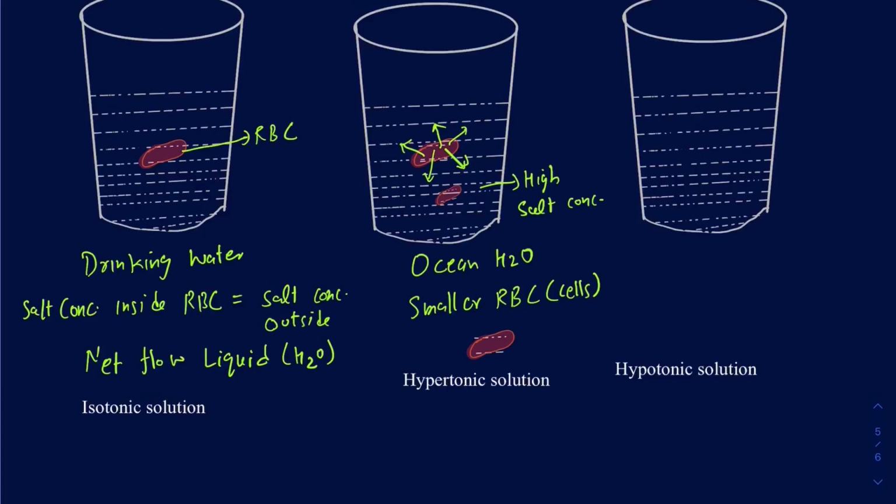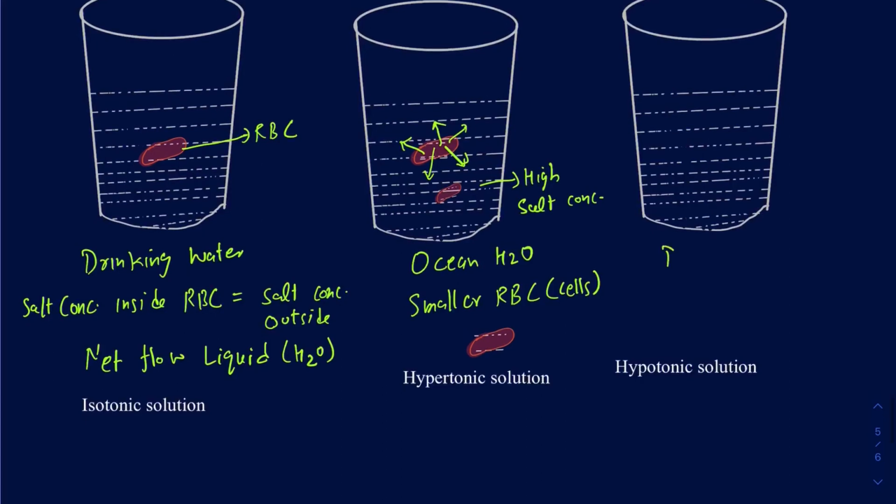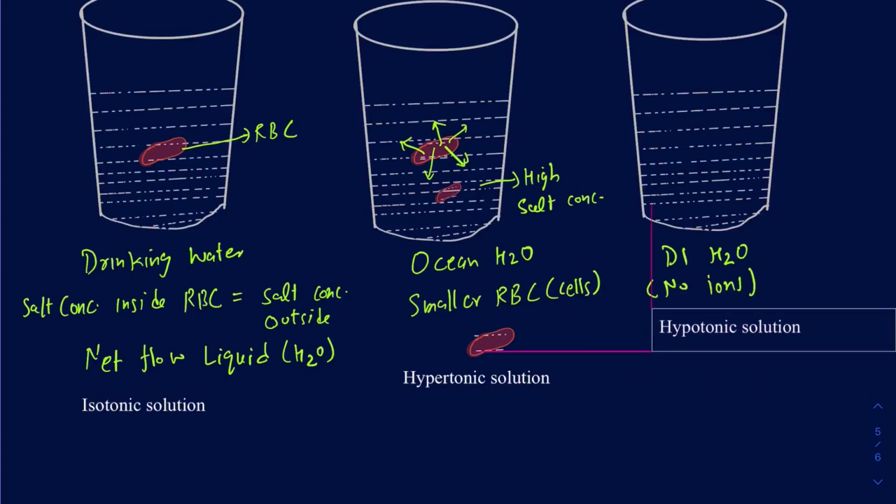Now, the opposite can be true as well. What if you start drinking so-called deionized water, or DI water? You may also see this called distilled water. It just means there are no ions in there at all. In regular drinking water, you still have some ions and minerals, and that's what makes it isotonic with respect to the salt concentration inside the cells. But when you're drinking DI water, there are no ions whatsoever. So that's going to be your hypotonic solution with respect to the RBCs.